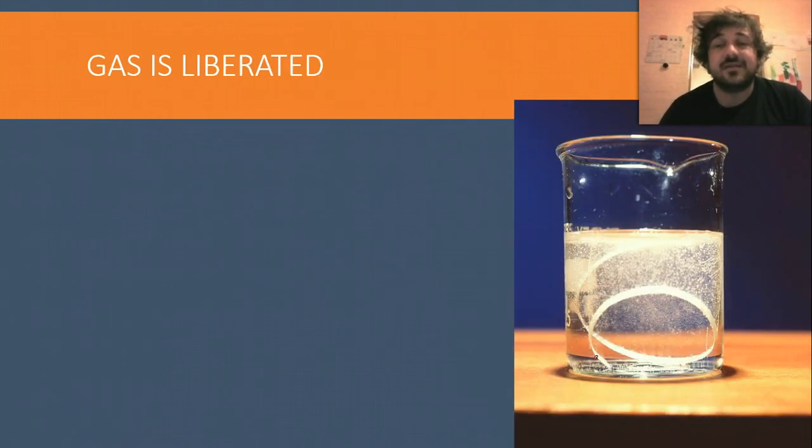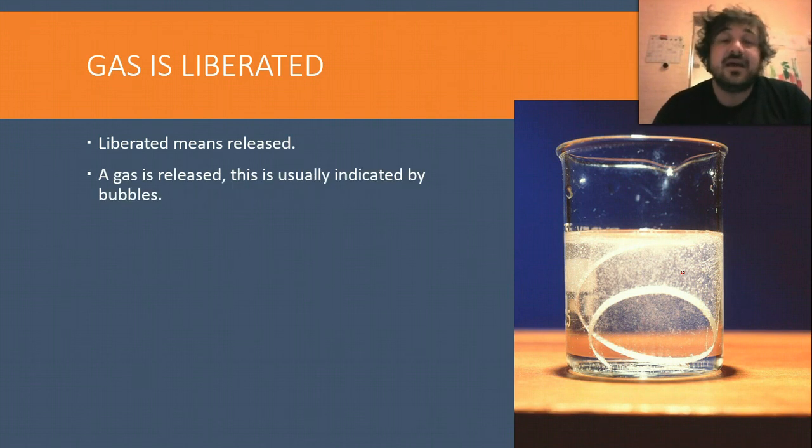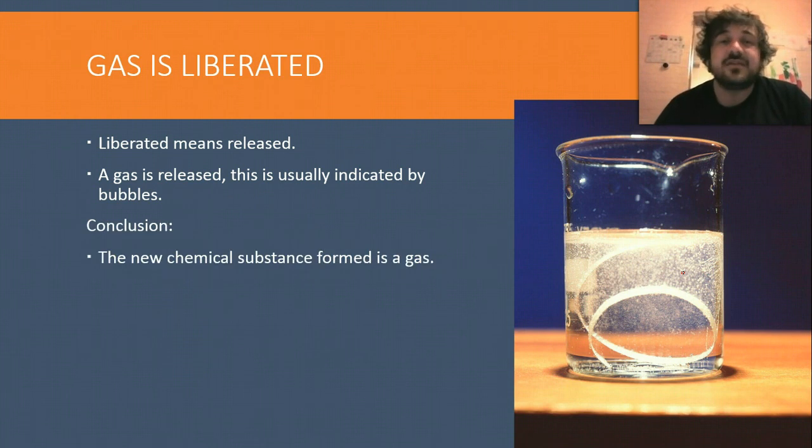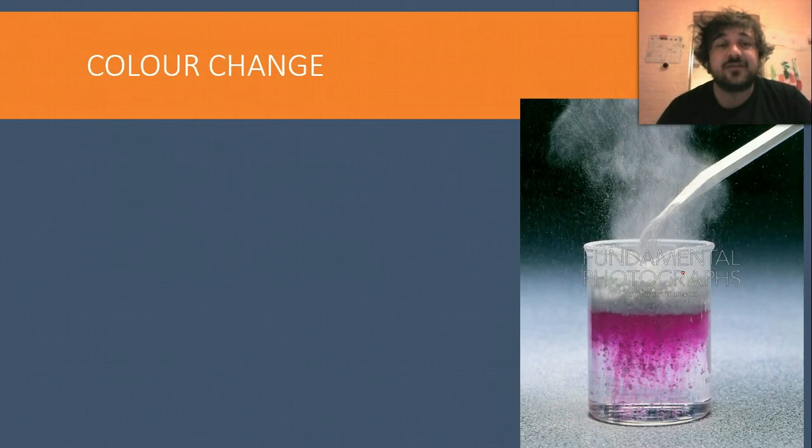Okay, so a gas is liberated. Here we see bubbles coming off. All right. Liberated means release. A gas is released, and this is indicated by bubbles. So this is nothing mind-blowing yet. There's a conclusion. The new chemical substance formed is a gas. Okay, so we can draw conclusions from each of these observations, or signs of a chemical reaction.